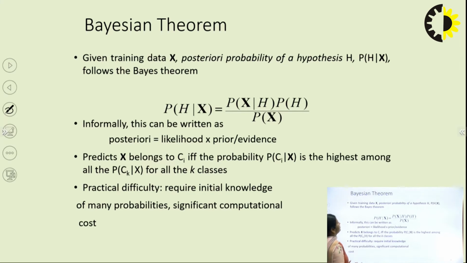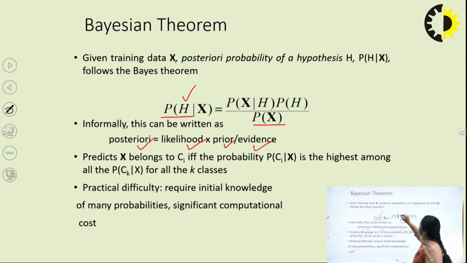This is Bayes theorem. Probability of H when X is there is equal to probability of X when H is there, meaning the hypothesis holds, times the probability of the hypothesis, which is the prior probability, divided by P(X), the probability of observation. So we can say that the posterior probability is equal to likelihood times prior divided by evidence. This is our posterior probability, this is our likelihood, this is the prior probability, and this is the evidence.